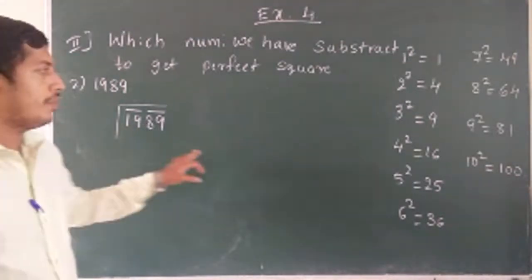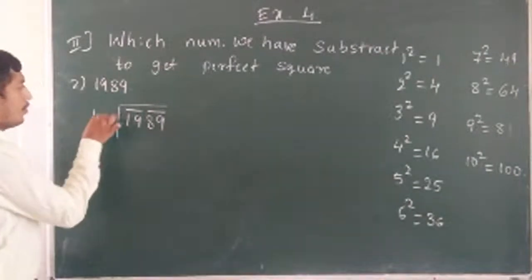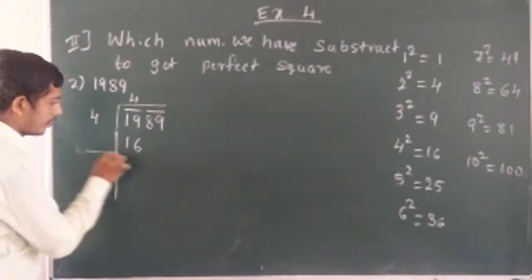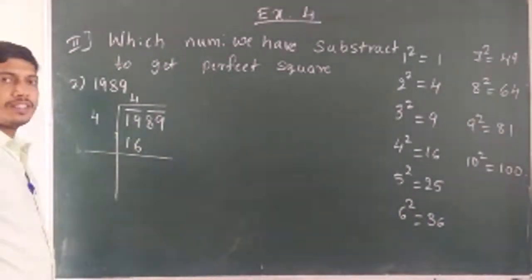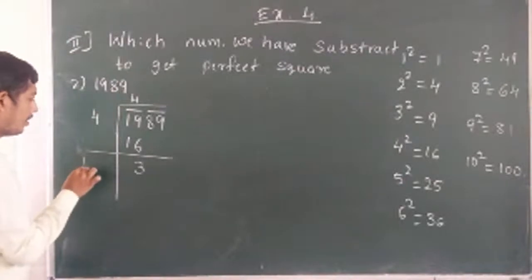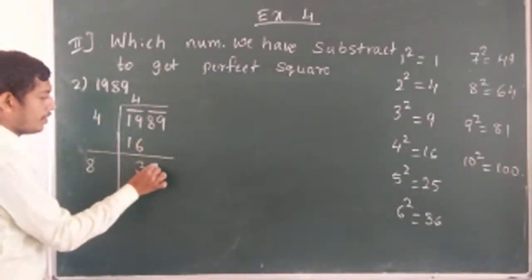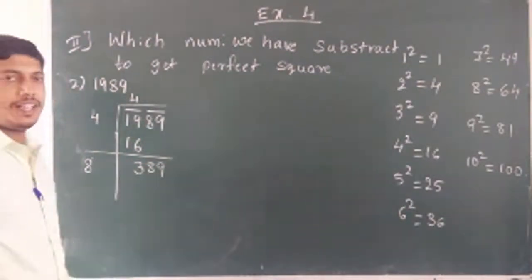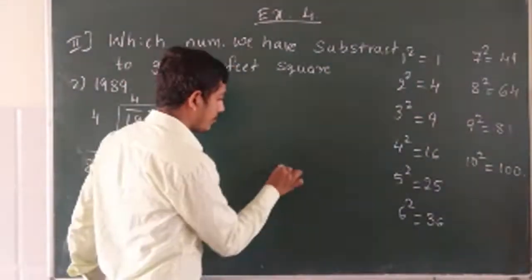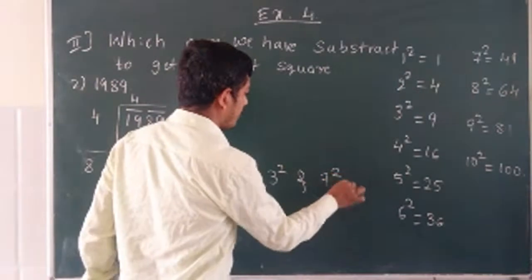The 19, 4 4s are 16. That is the nearest value. So 19 minus 16 gives 3. Then 4 plus 4 is 8. Then we shift these two terms, it becomes 389. Then we have to see the last term. One is 3 square and another one is 7 square. So we'll check now.